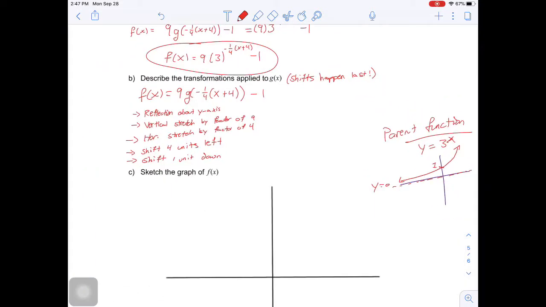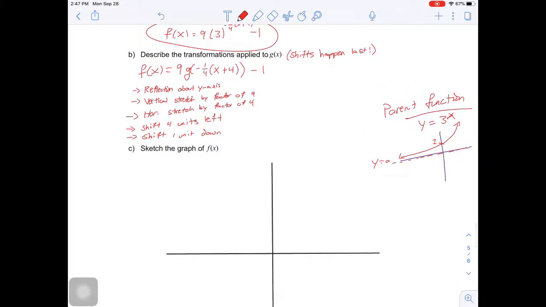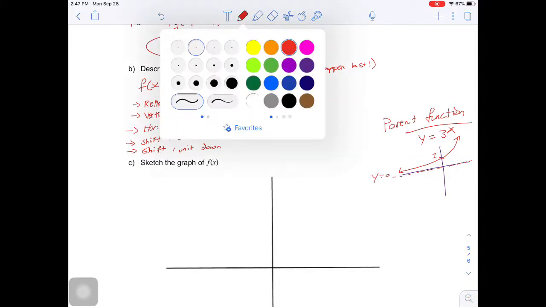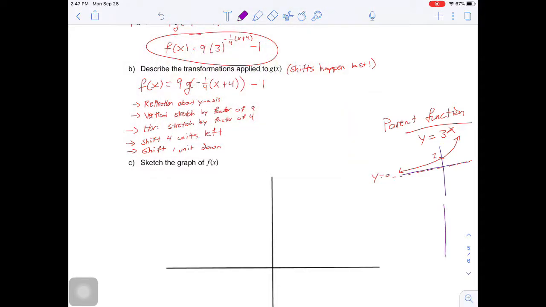Now we can get a really rough idea of what this equation looks like. The first thing we have to notice is that we're reflecting about the y-axis. As soon as we reflect about the y-axis, we get a graph that's going to look like this.